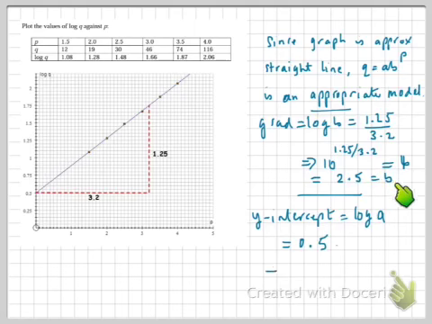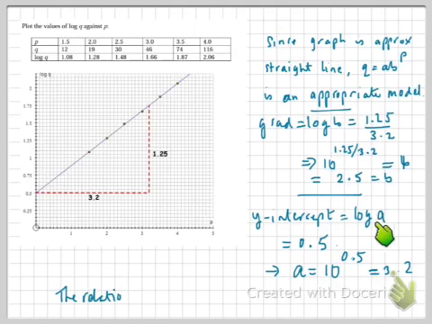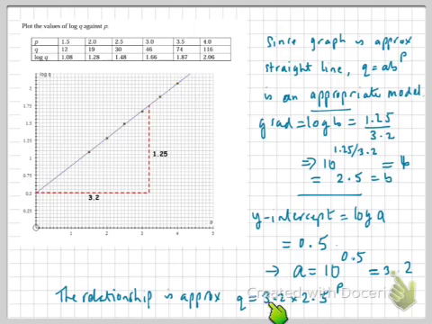so b roughly equals 2.5, and then the y-intercept is 0.5, and the y-intercept is log a. Therefore, and this is base 10, I can write a equals 10 to the power 0.5, which approximately equals 3.2. So the relationship q equals ab to the power p can therefore be written as 3.2 times 2.5 to the power of p.